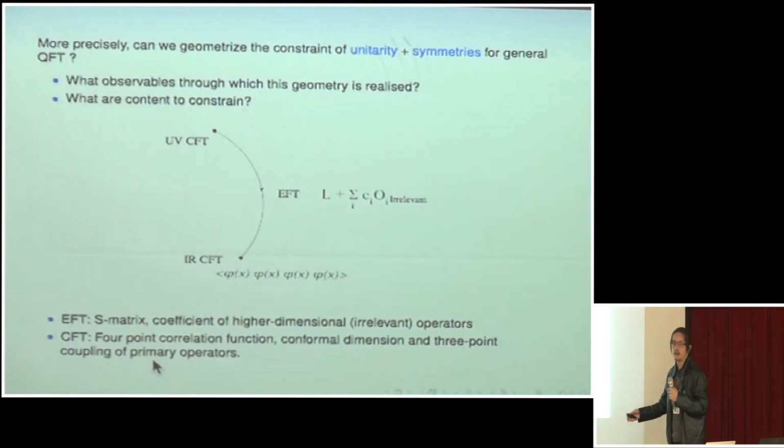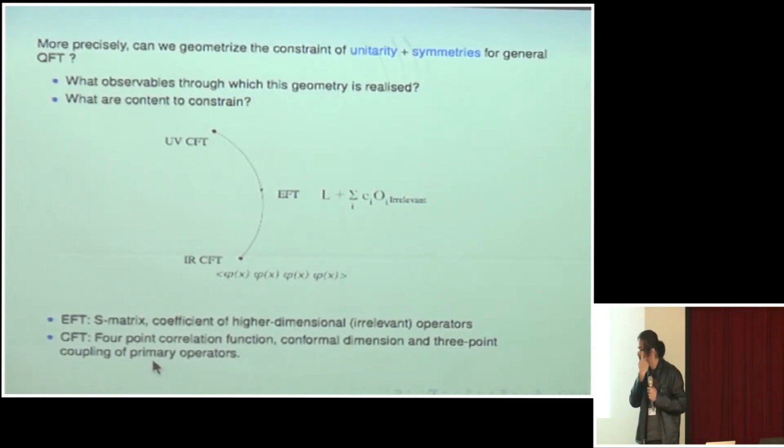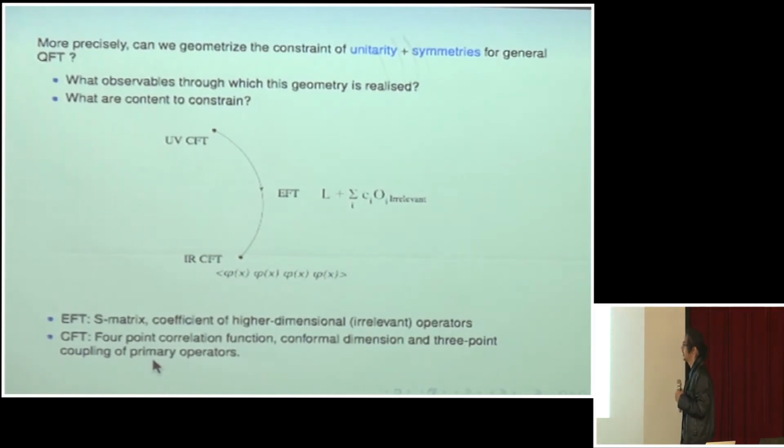On the effective field theory side, along this RG flow, where you basically have an effective field theory, you can define your S matrix. So the observable you want to target will be your S matrix. And then what is the content you want to constrain? The content will be these coefficients for the higher dimension operators, or the relevant operators. So basically the story of my talk is I want to say that for the description of the S matrix and the 4-point correlation function, there is a polytope in general sitting there. And I would like to tell you what this polytope is.